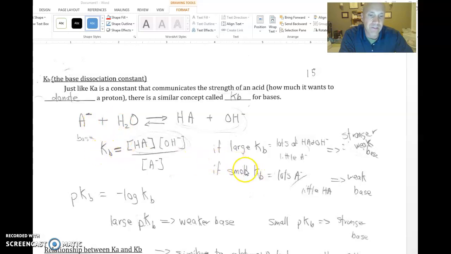By comparison, if something's got a small Kb, that would mean not a lot of numerator and a relatively large denominator. That means not a lot of this stuff over here and lots of this stuff over here.